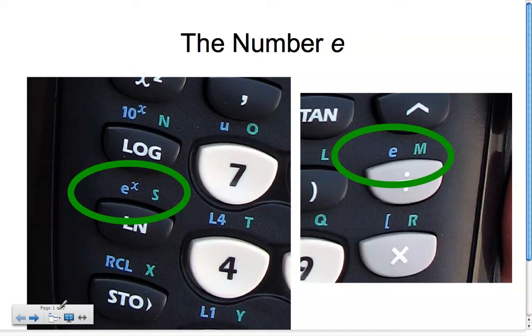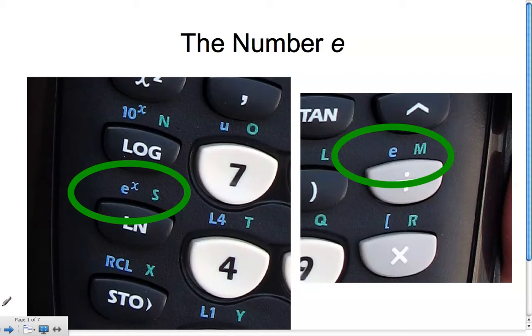Alrighty, welcome ladies and gentlemen to the video on the number e. You could actually see this number on your graphing calculator. If you look on the left side of it, you'll see e to the x. That's a way that you can take the number e and raise it to a power. You can also see it on the right side, right above the division sign. You'll see just plain old e. You put that in, you'll get the value of e.